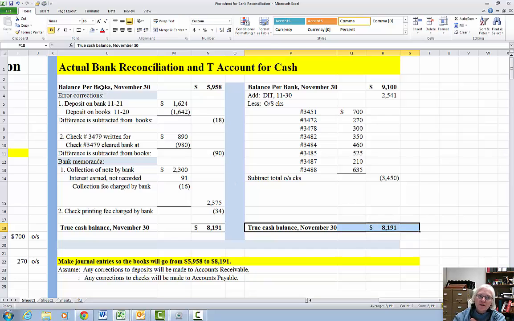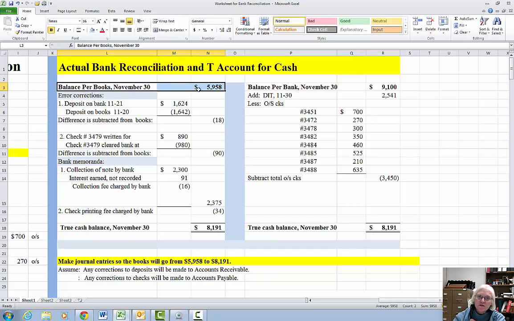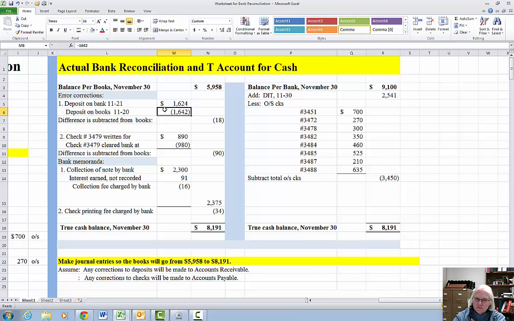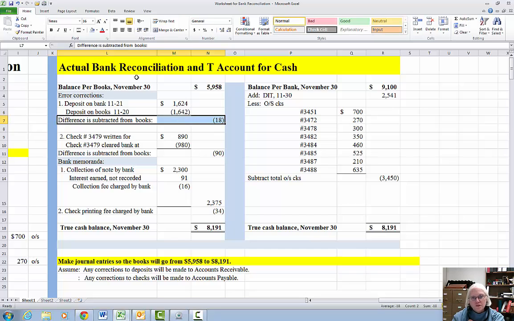Okay, so let's start on the book side. This is where we made some mistakes. So we have balance per books $59.58. And we have two errors that were made. The first one, the bank shows a deposit of $16.24. We had it on the books at $16.42. The bank was right. We were wrong. So we need to subtract. It's a deposit. Yes, we made the deposit for too much money, so I need to subtract from the books $18. Okay?